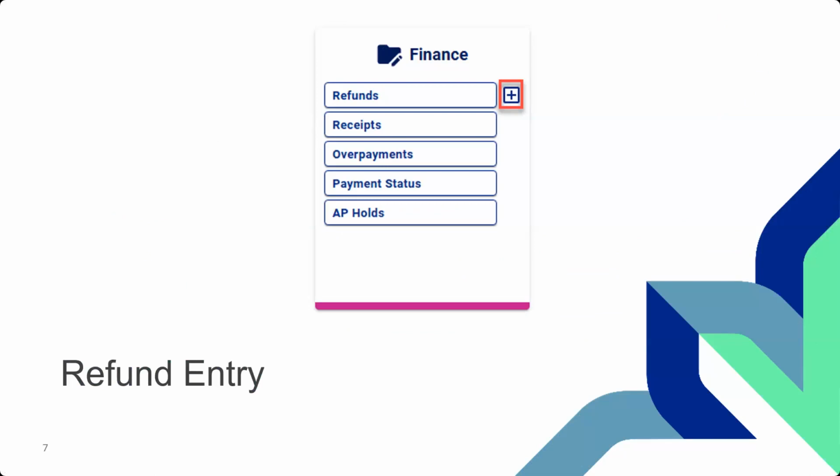And we're going to start out with refund entry. The refund function has options to either enter or search. We're going to start out with the refund entry function, and that's going to be accessed by selecting that plus sign next to the refund button. You'll notice this throughout the portal functions. If anything has a plus sign next to it, it's for entry, and if it's just a larger box with the word on it, that's usually a search function.